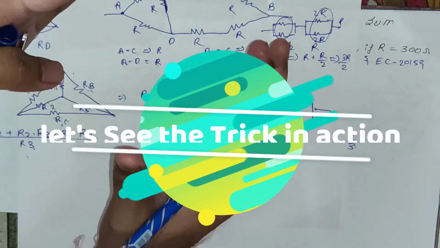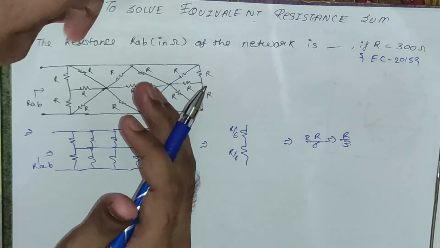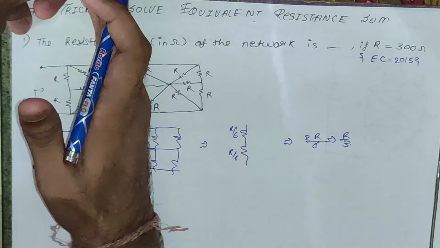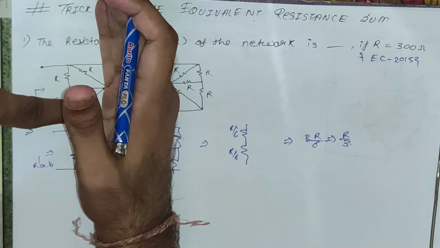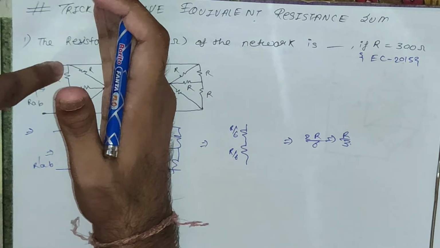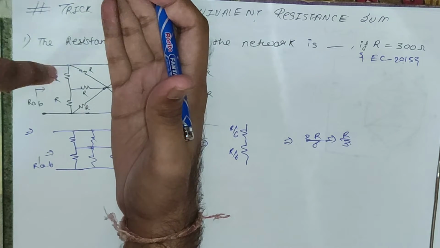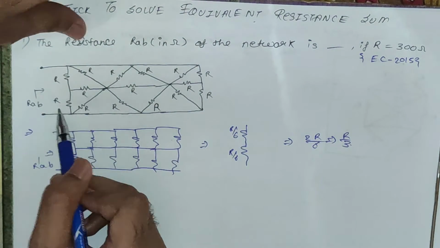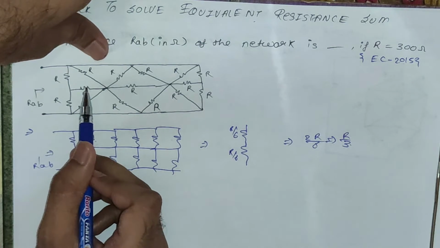Now let's use this trick in the sum. You can see here we were having this circuit. The trick says first you have to check for Wien bridge. If you remove all this part and check for this network, you can see RA, RB, RC, RD, and you have a middle resistance. The condition for Wien bridge was that RA upon RB should be equal to RC upon RD, and you can see R upon R will be 1, R upon R will be 1. So you can say this network is a Wien bridge. So either you can short circuit this resistor or open circuit this resistor.